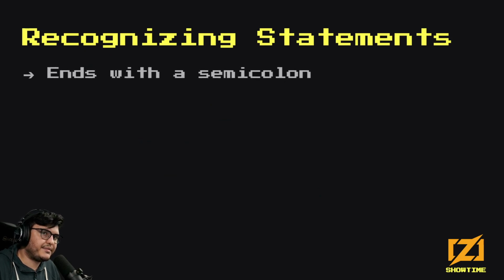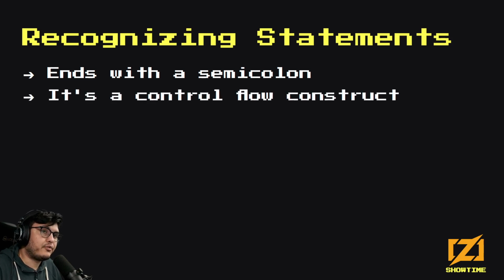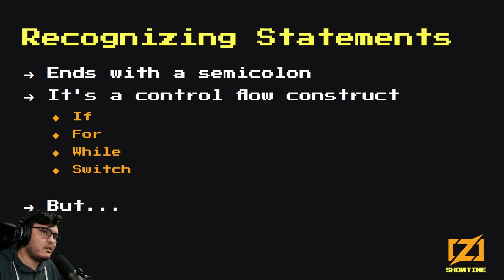The answer is either it ends with a semicolon, so a chunk of something that ends with a semicolon, more or less a line, I guess, or it's a control flow construct, so it's an if, it's a for, it's a while, it's a switch. So I guess this is a rule of thumb, right? If you see something that ends with a semicolon, that's a statement. If you see an if, that's an if statement. Then there's a for, that's another statement, while, switch, etc.